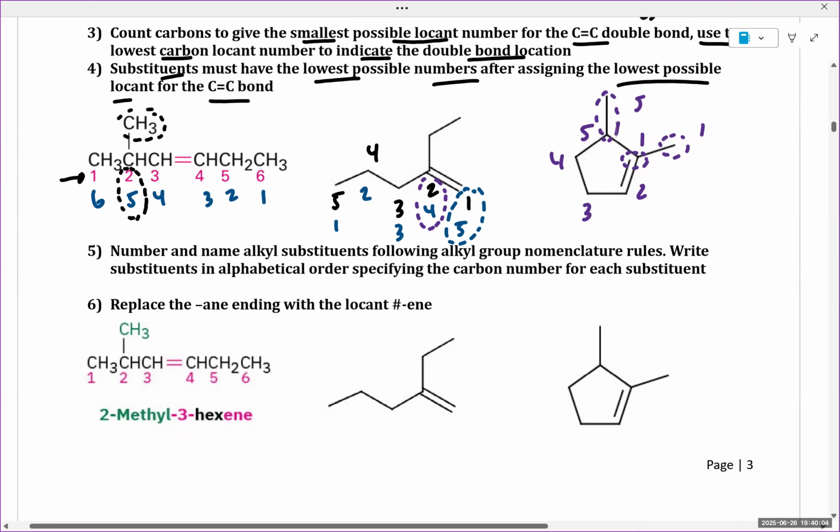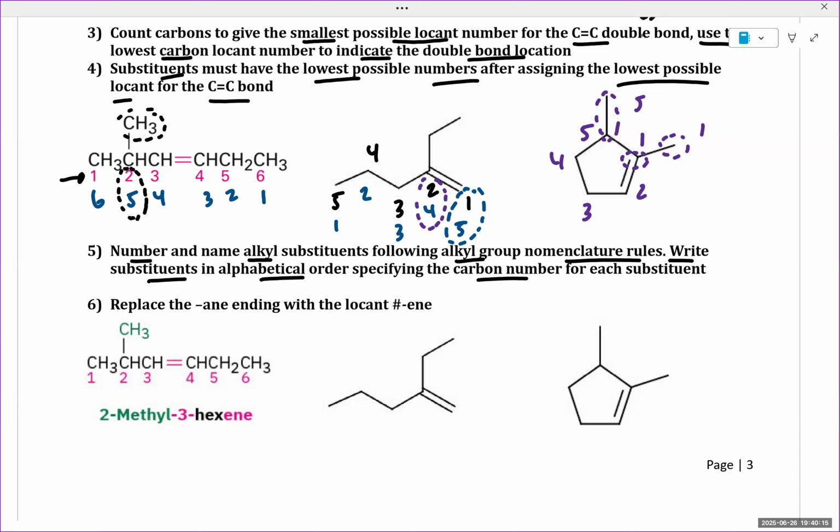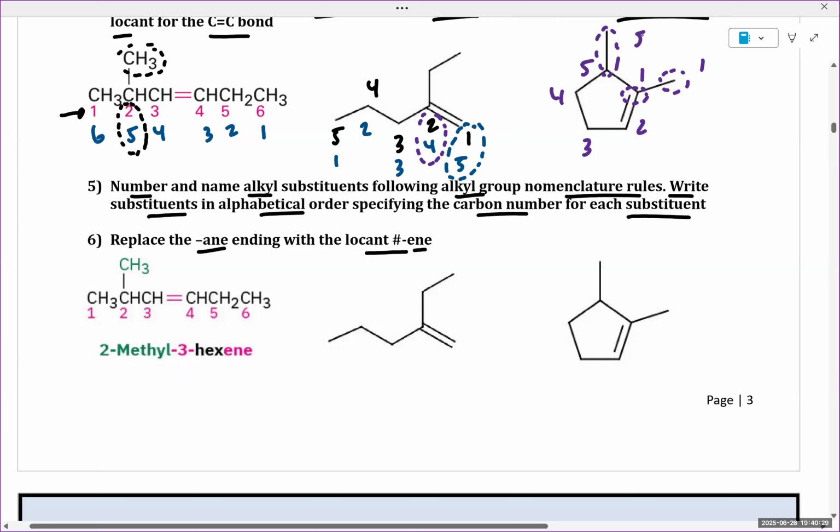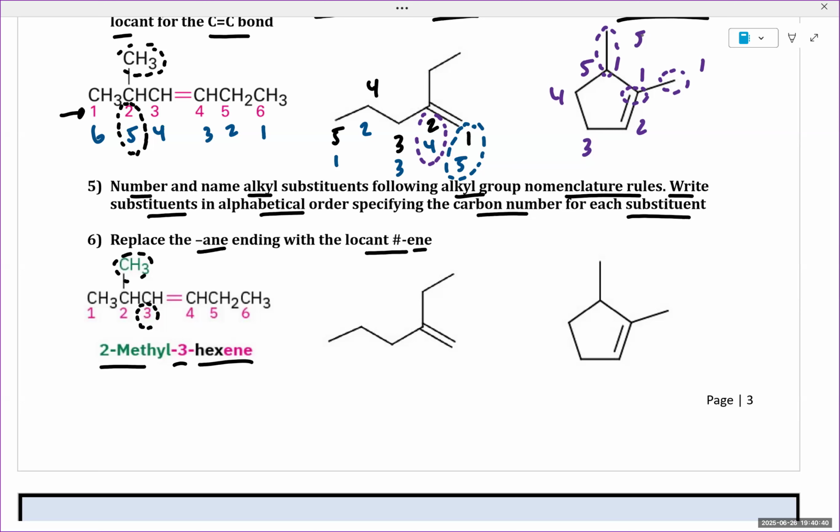So once you have your locant numbers established, you're going to number and name the alkyl substituents following alkyl group nomenclature rules. Write the substituents in alphabetical order, specifying the carbon number for each substituent. You're going to replace the ane ending with the locant number followed by the ene suffix. For example, looking at this molecule here, we have a methyl group at the 2 position, so we name the substituent 2-methyl. Then we note the locant number of the alkene, which is 3-hexene. Notice we change the suffix to ene.